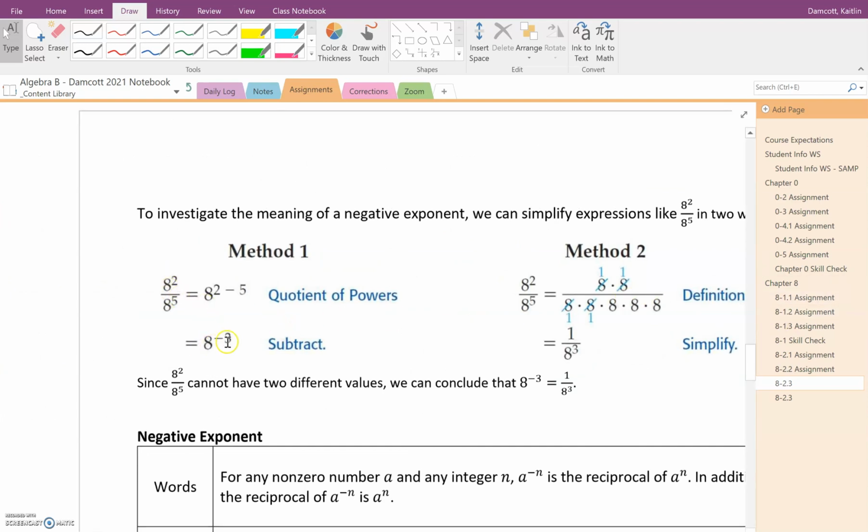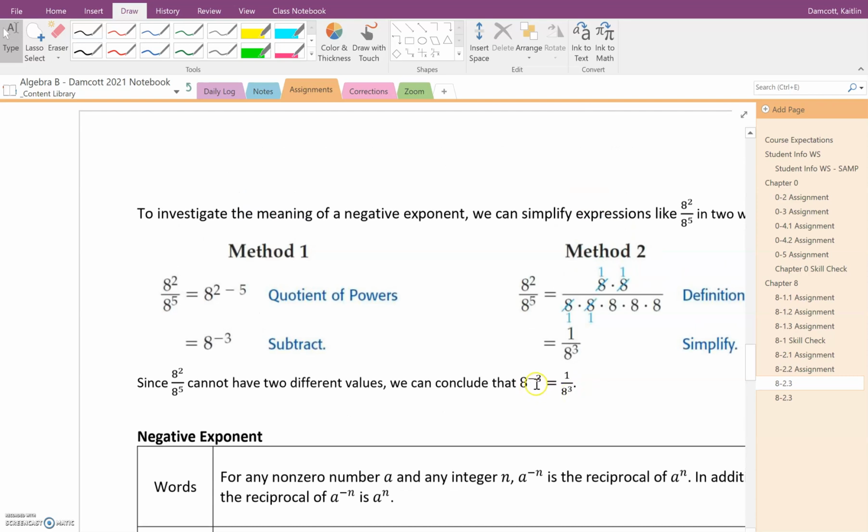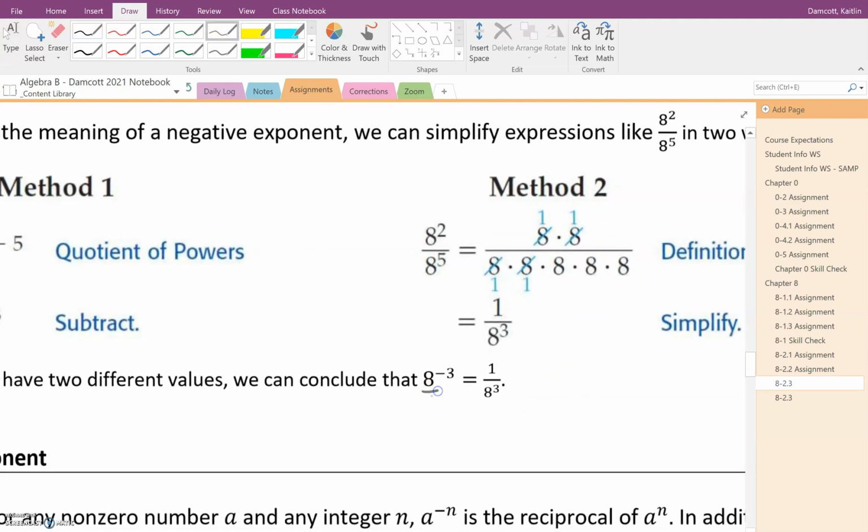All right, let's take a look, because now we're having two different things being said. So this one said that it was equal to 8 to the negative third power. This one said that it was equal to 1 over 8 to the third power. Now, since we can't have two different values, we're going to conclude that this 8 to the negative 3 is equal to 1 over 8 to the third. So you'll notice that if you think of just 8 as a whole number, if you were to make it a fraction and put it over 1, that's what it would look like. So all we're doing is taking this fraction and flipping it upside down and then changing the exponent to the positive version of itself.